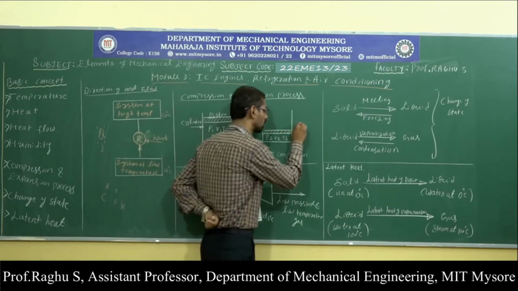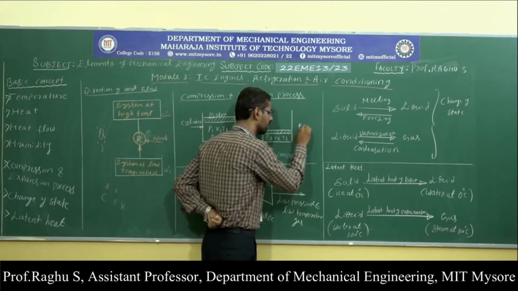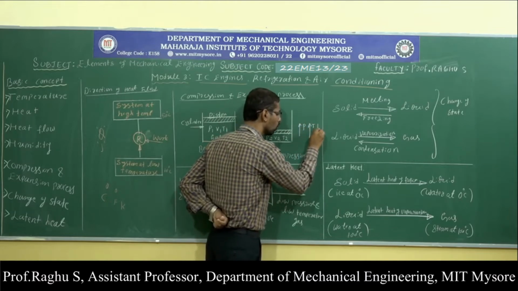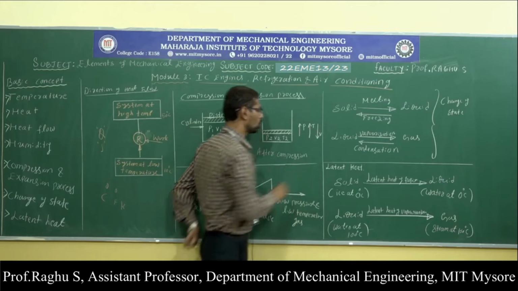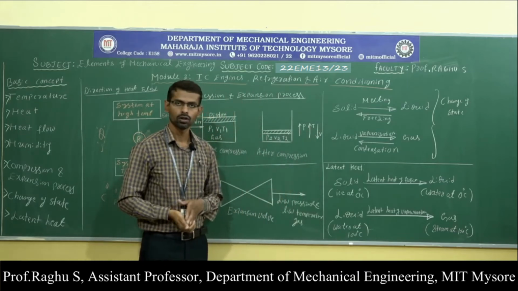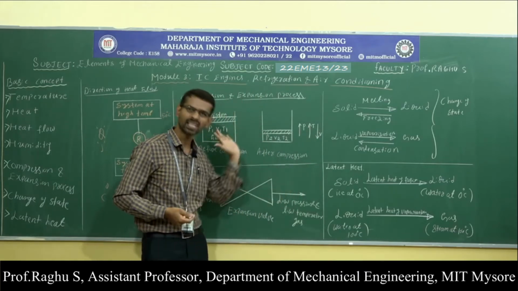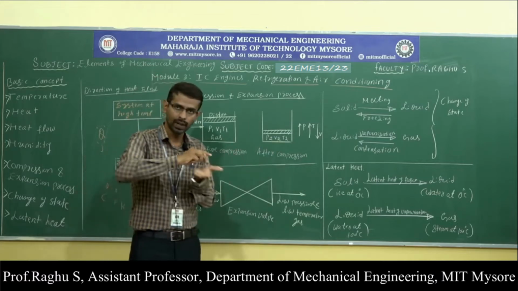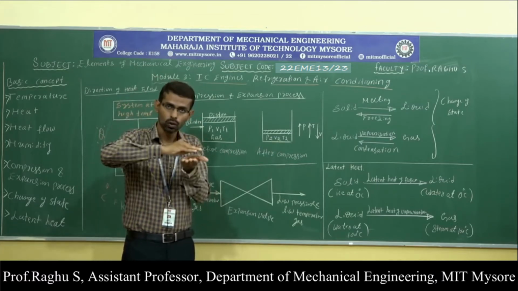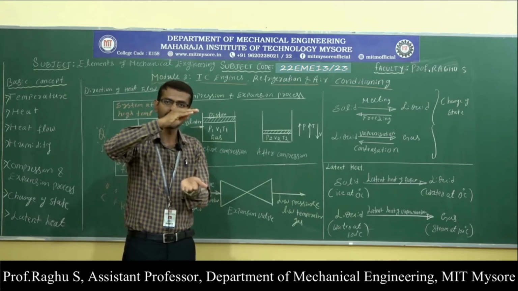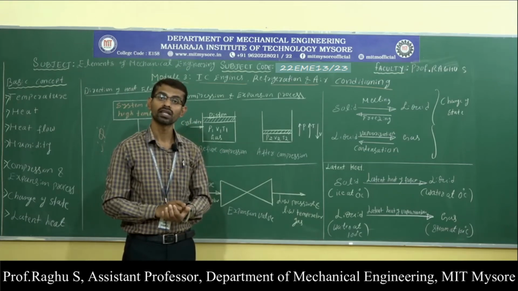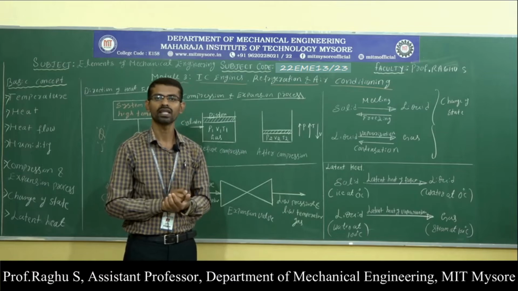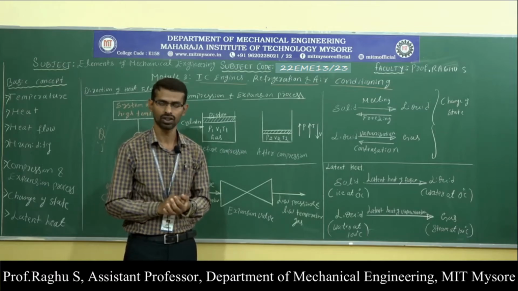So due to the compression process, pressure gets increased, temperature gets increased, and volume gets decreased. The opposite of the compression process is the expansion process. Due to expansion, what about pressure? Pressure decreased, volume increased, and temperature also decreased. So pressure and temperature decrease and volume increases in the expansion process.